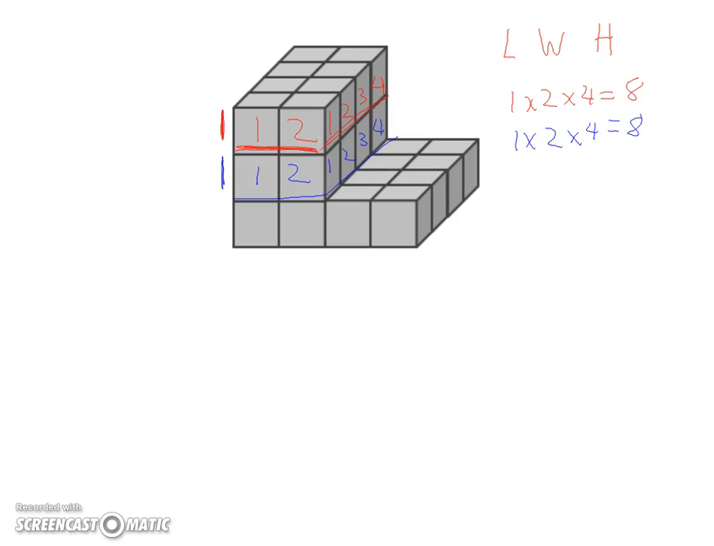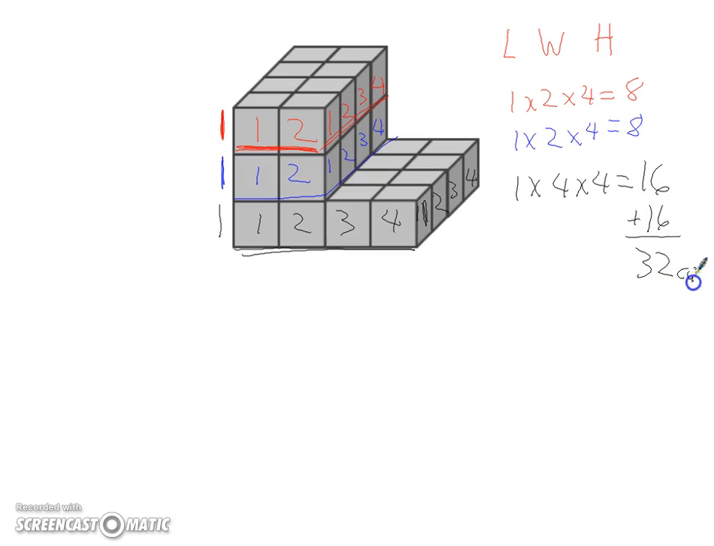And then I'm going to switch to black, and I'm going to do this last layer. It's only one tall. It's 1, 2, 3, 4 this way, and 1, 2, 3, 4 that way. So that would be 1 times 4 times 4 equals 16. And then I just need to add them up. 8 plus 8 is 16. So I got a 16 and 16. That gets me to 32 cubes.